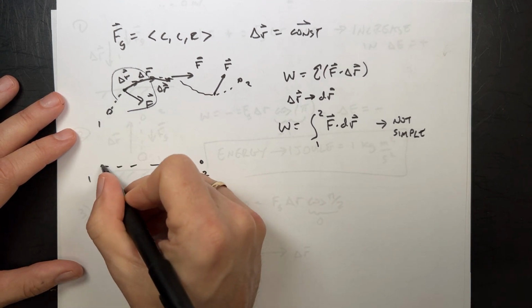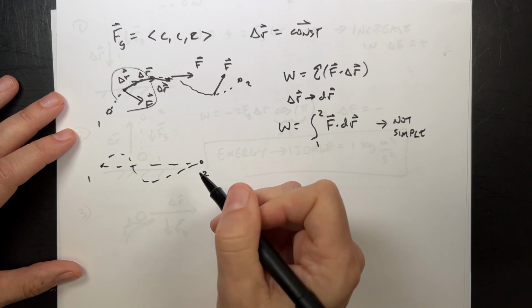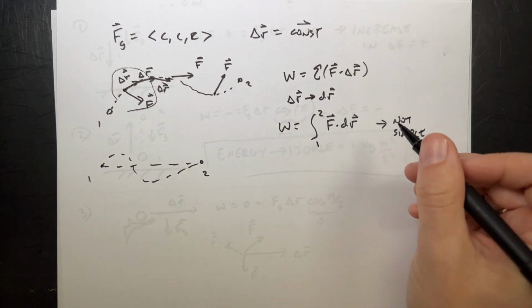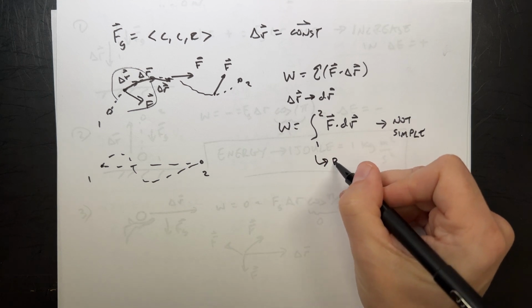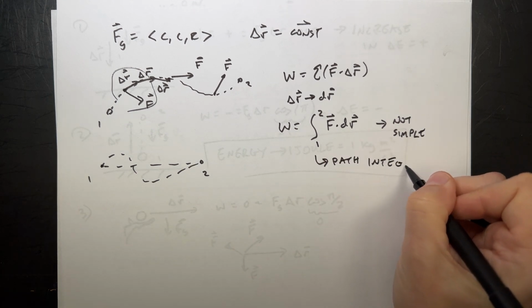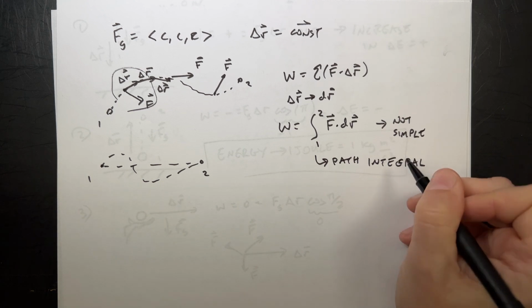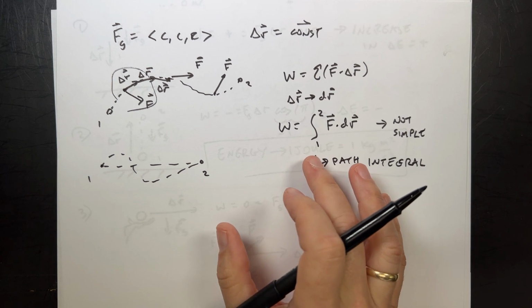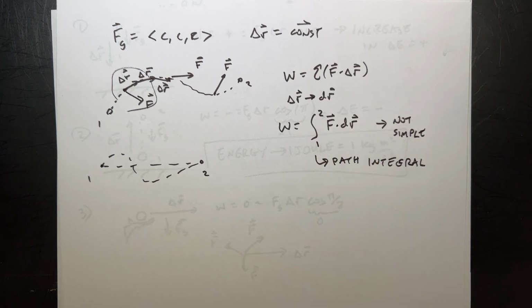That's not so bad. What if I do this? How do I accommodate that path in this integral? So this is technically a path integral or a line integral. And we're only going to do simple ones here, but I just want you to know that that can be very complicated. So we're only going to do that in mostly simple cases.